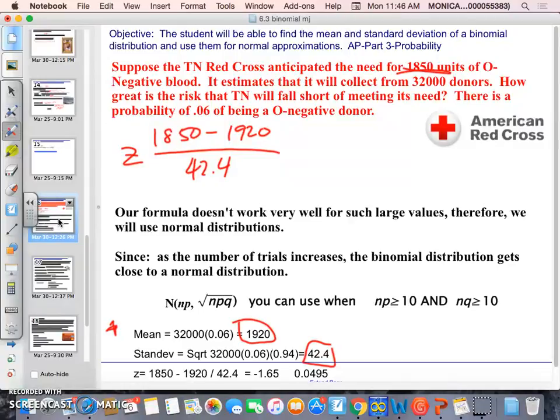And you should end up with negative 1.65. So then when you go to your table of values, and you look it up because you typed in z-score table.com, you should end up with 0.0495. So there's about a 5% risk that we won't have enough blood for this blood drive.